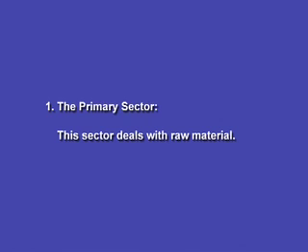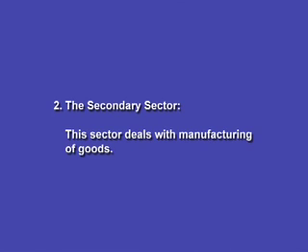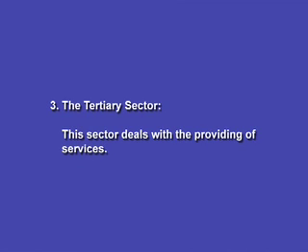We can therefore say that there are three economic sectors. Firstly, the primary sector. This sector deals with raw material, for example, agriculture and farming. Secondly, the secondary sector. This sector deals with the manufacturing of goods, for example, car manufacturing. Thirdly, the tertiary sector. This sector deals with the providing of services, for example, teaching and nursing.